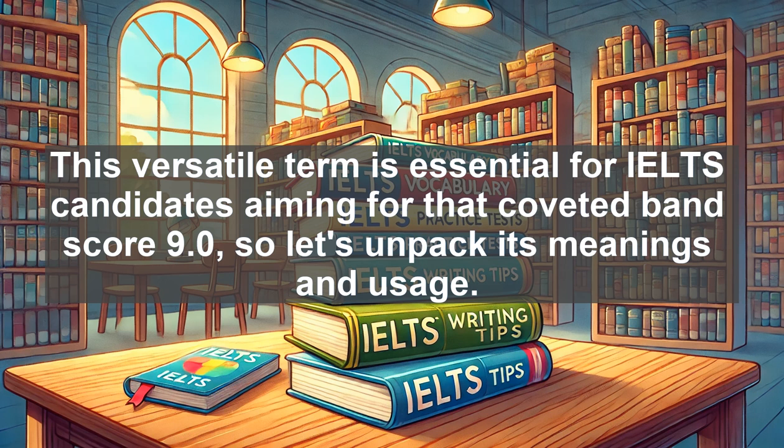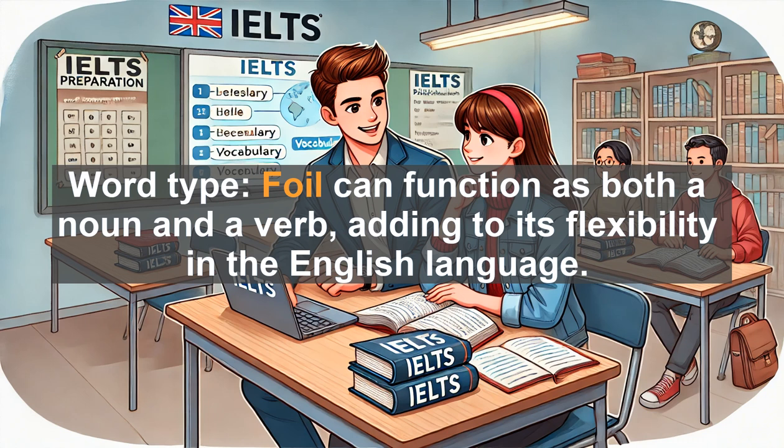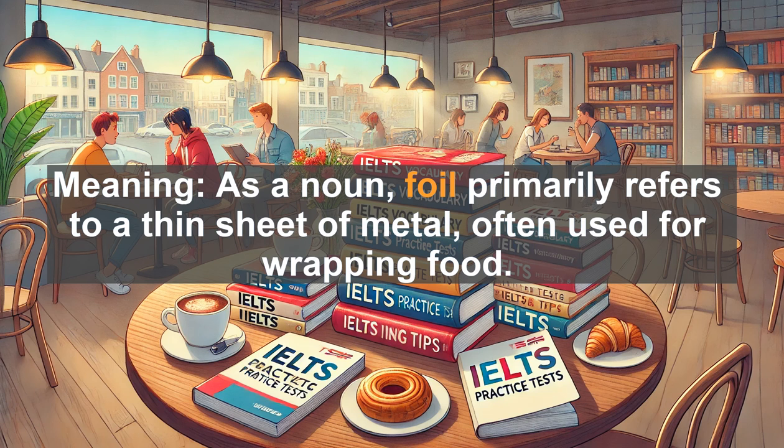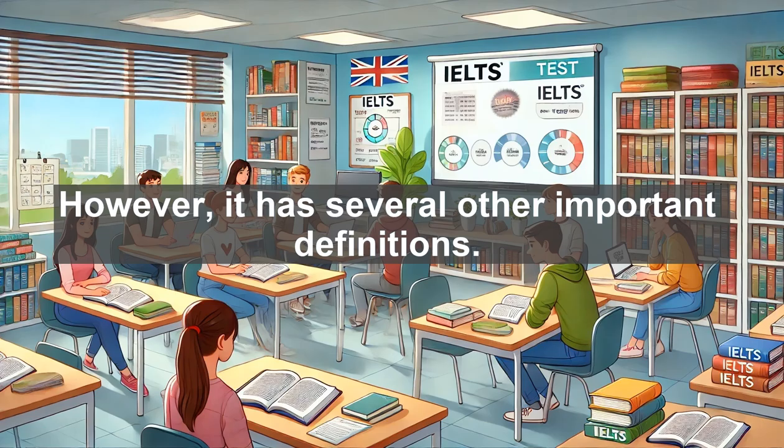Word type. Foil can function as both a noun and a verb, adding to its flexibility in the English language. Meaning. As a noun, foil primarily refers to a thin sheet of metal, often used for wrapping food. However, it has several other important definitions.